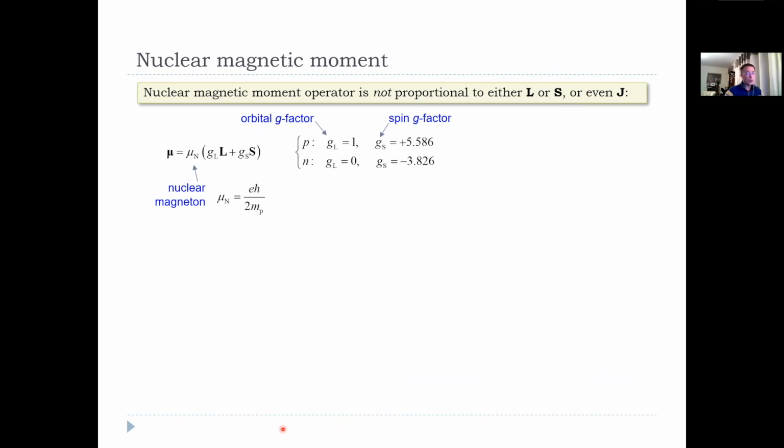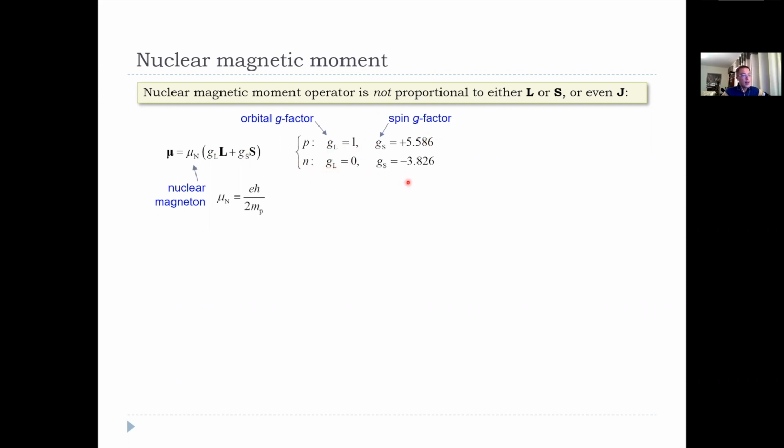Okay, so what about the nuclear magnetic moment? It's ever so slightly more complicated. Now it's not the Bohr magneton. This is now a nuclear magneton, eh over 2 proton masses. And remember, for electrons, the orbital G factor was exactly 1. The spin G factor was 2 point blah, blah, blah. Now we don't have electrons. Now we have protons and neutrons. And for a proton, of course, the charge is +1, so it's exactly 1. For a neutron, the charge is 0, so it's exactly 0.